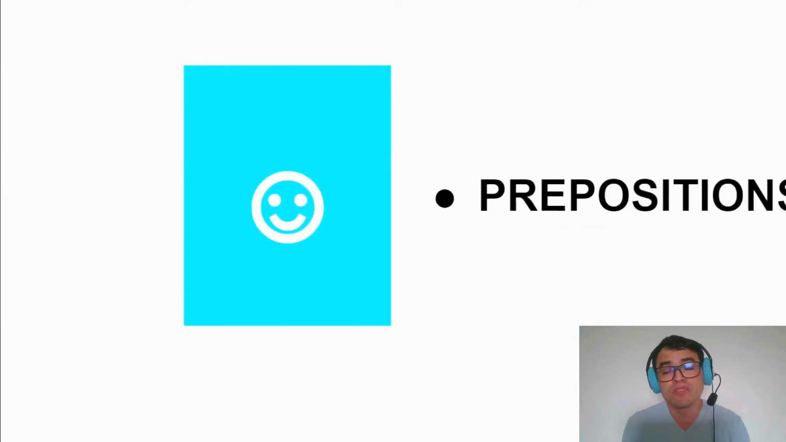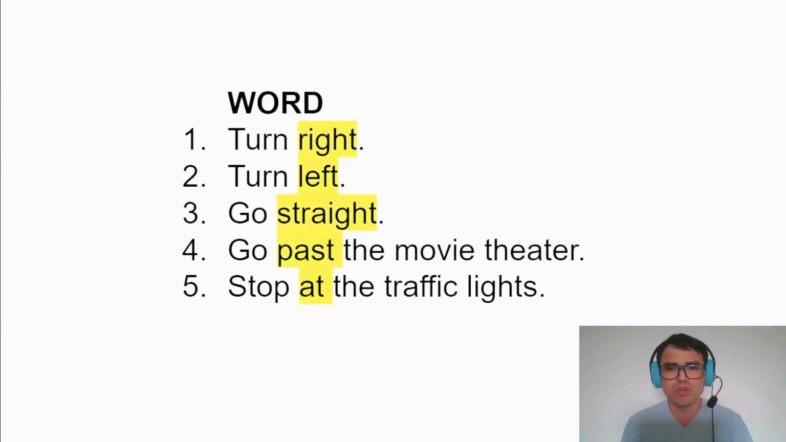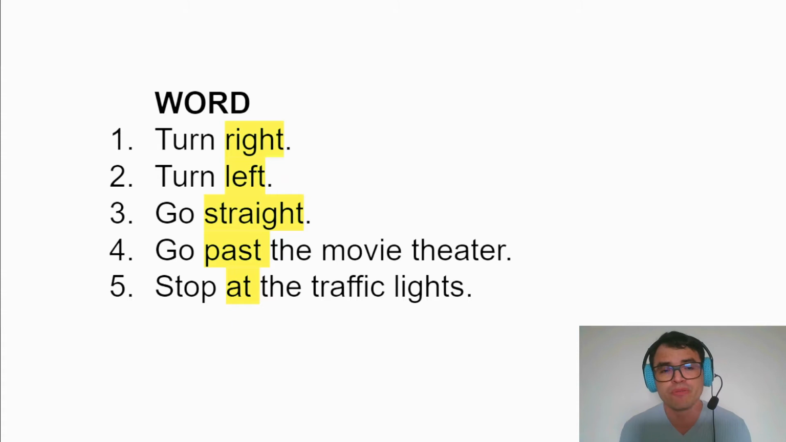Now, you can also give directions using prepositions. And prepositions can be words, like for example, right. Number 1, right. Number 2, left. Number 3, go straight. Number 4, past. Number 5, at. You can use these prepositions to give directions like turn right. Number 2, turn left. Number 3, go straight. Number 4, go past the movie theater. Number 5, stop at the traffic lights.